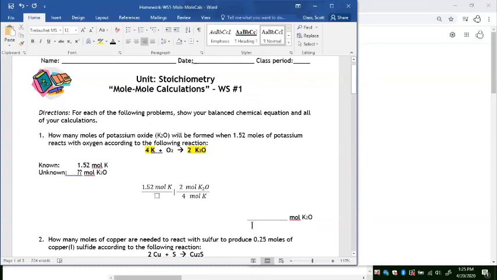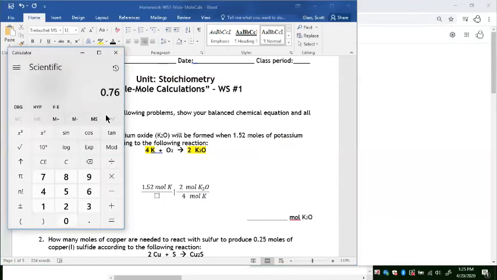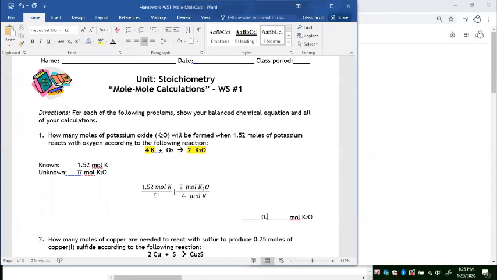And so to figure out my moles of K2O, I'm going to take 1.52, times it by 2, and divide it by 4. So I just grab my handy dandy calculator, and I go, hey, 1.52 times 2 divided by 4. Hey, I got the same thing that was already there. What do you know? It's like that's the only thing I've used the calculator for today. But anyway, it's 0.76.